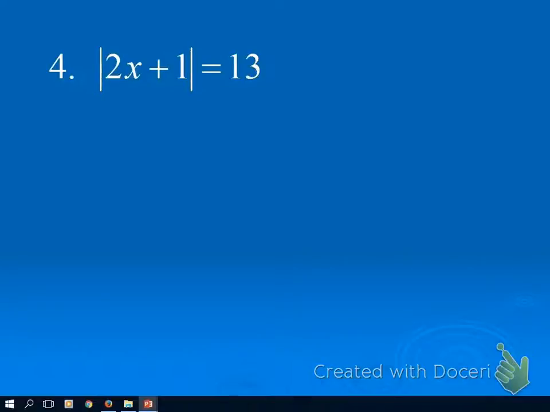Okay? Next one. Absolute value of 2x plus 1 equals 13. Absolute value bars are by themselves. Split and solve. And when you split, you set this equal to negative 13 and positive 13. Then subtract 1 here.